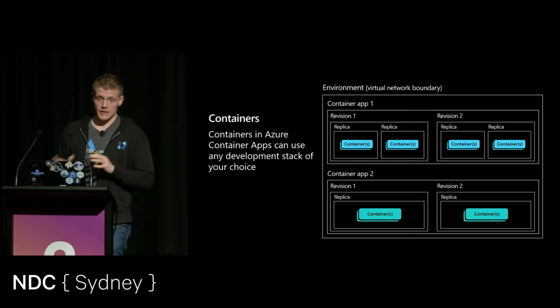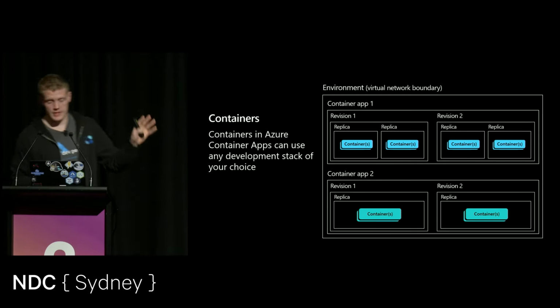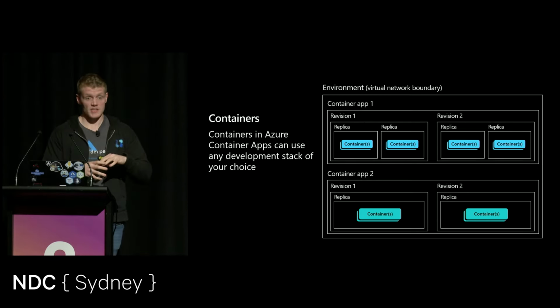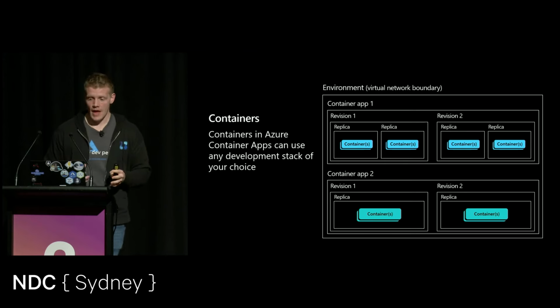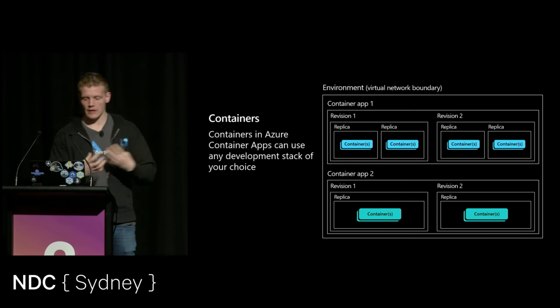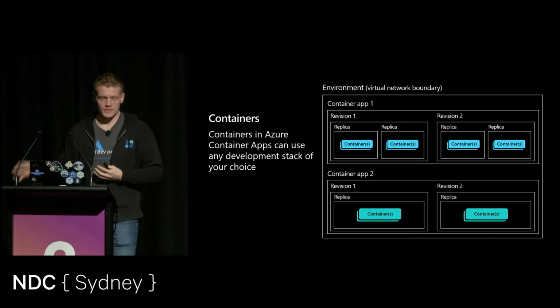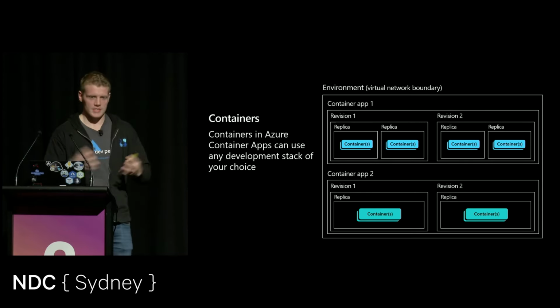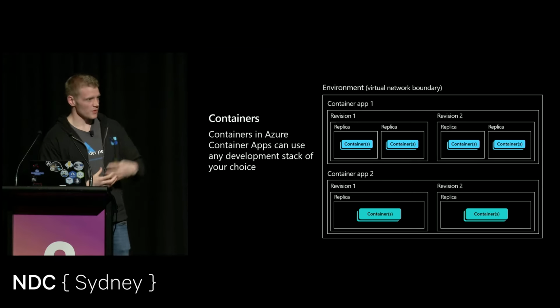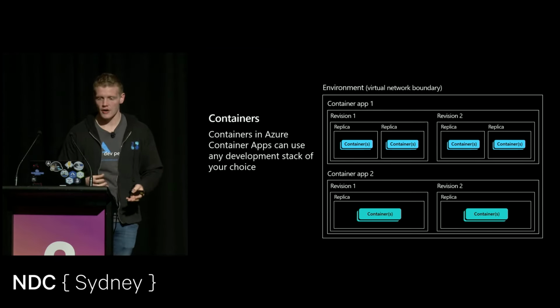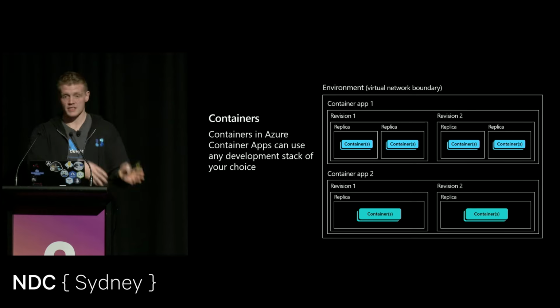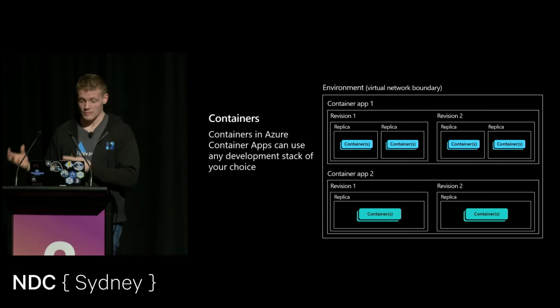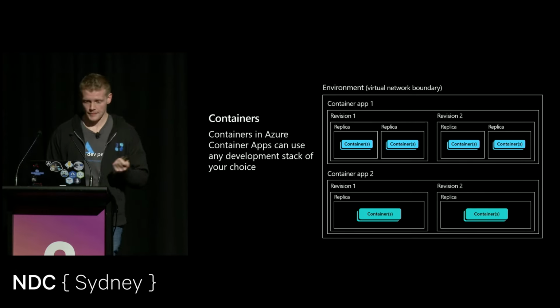Now, one pattern that you can use with your containers: you can define multiple containers within the same container app. This means they'll be co-located and scaled together. The purpose of this is not to run multiple microservices within a single container app. This is more suited for those sidecar scenarios where sidecar containers are running alongside your core workload container.